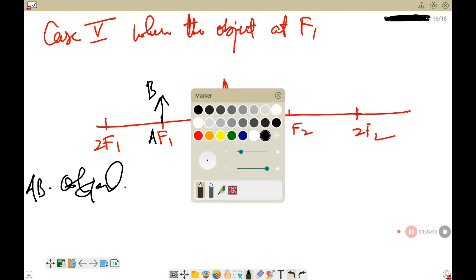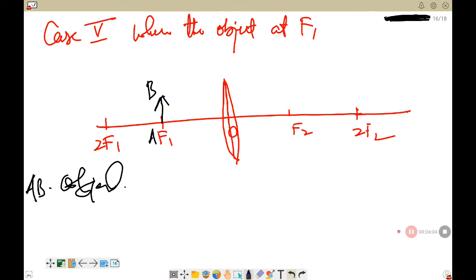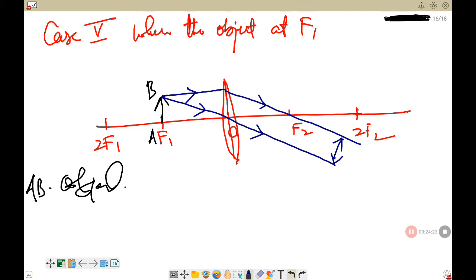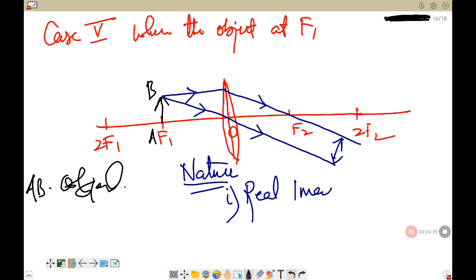As usual, I'll take two rays from the tip. The first ray will be parallel to the principal axis. After refraction, it will pass through the second focus. The second ray, I'm going to pass through the optical center, and it passes undeviated. Now you see that these two rays are not meeting, so we do not know where the image will be formed. So here we'll consider that the rays are going to meet at infinity. When they are meeting at infinity, it is going to give you a real image.